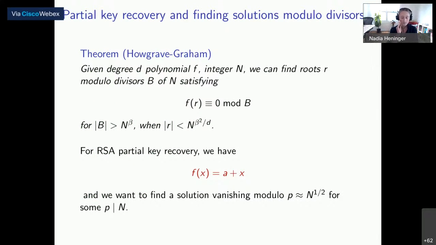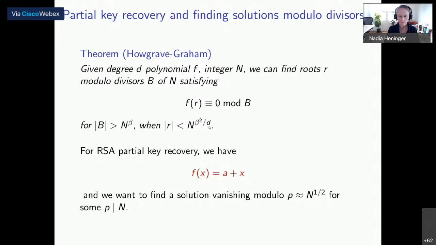What this is doing is implementing the simplest possible case of partial key recovery using essentially Hargrave-Graham's method. In full generality, the theorem is: given a degree d polynomial and some integer n, we can find roots mod divisors of n that are sufficiently small, where small is measured in terms of the size of the divisor. So this beta is between 0 and 1.